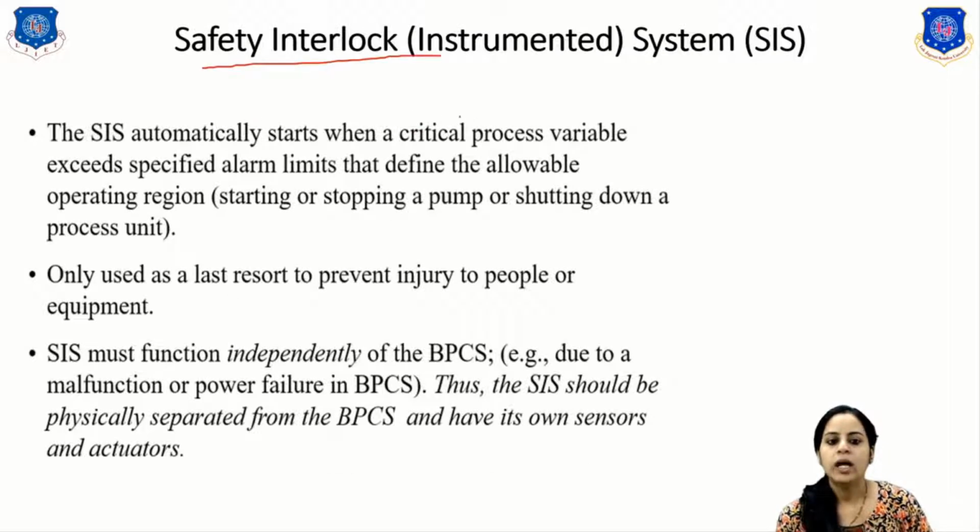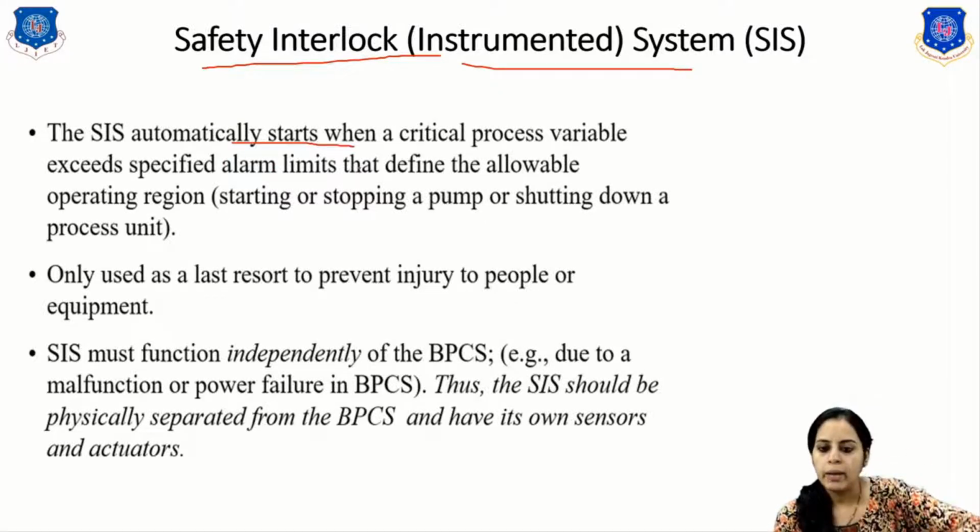Now the safety interlock is an instrumented system. It is also called SIS, the safety interlock system. It starts automatically when a critical process variable exceeds a specified alarm limit that defines the allowable operating region, for example starting or stopping a pump or shutting down the process unit. It is only used as a last resort to prevent injury to people or damage to the equipment.